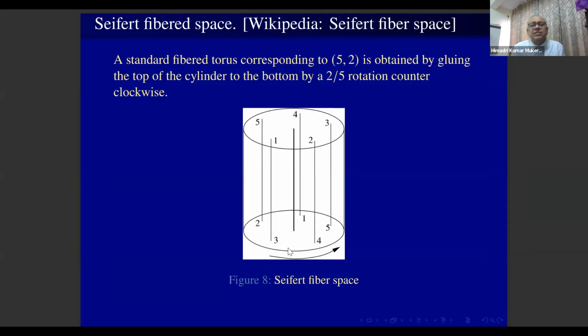This is an illustration of a Seifert fiber space. What happens is that you have to identify top and bottom, identifying this with this with this, and so on. This one, the (5,2) torus curve, is obtained by taking the cylinder and rotating the top relative to the bottom by 2/5 counterclockwise. So identifying the top and bottom by a twist gives you the Seifert fiber space.